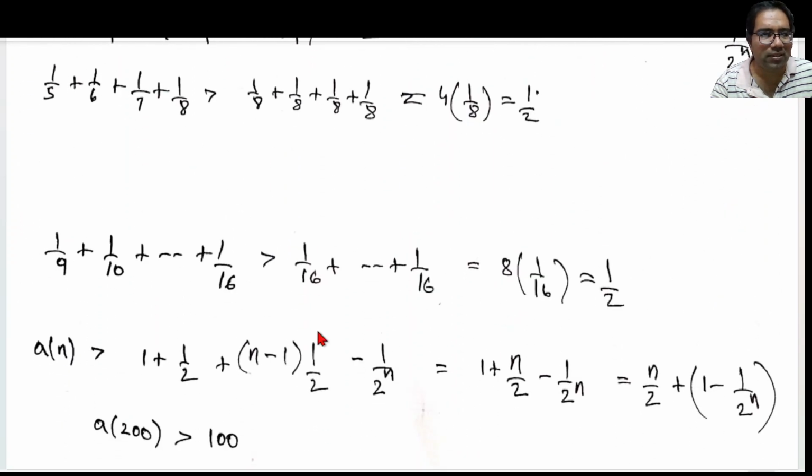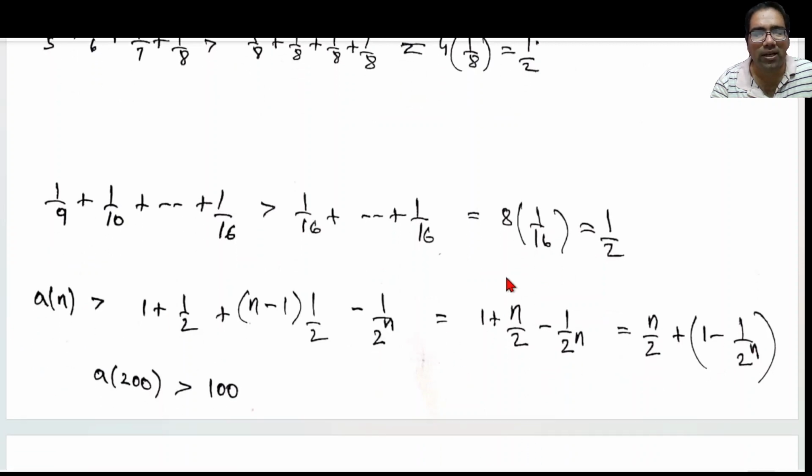The summation A of n is definitely greater than 1 plus n by 2 minus 1 by 2 power n. We are not talking about the sum. We are just saying that this one, whatever it is, is greater than this one. How much greater, we are not concerned. Now, let's regroup these terms. This becomes n by 2 plus 1 minus 1 by 2 power n. So what does that mean? A of n is greater than n by 2 plus 1 minus 1 by 2 power n. This is always a positive quantity.